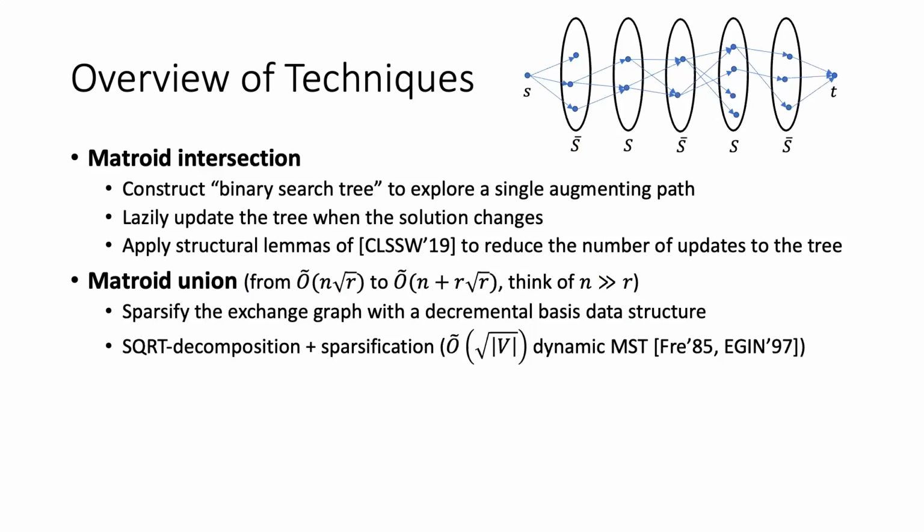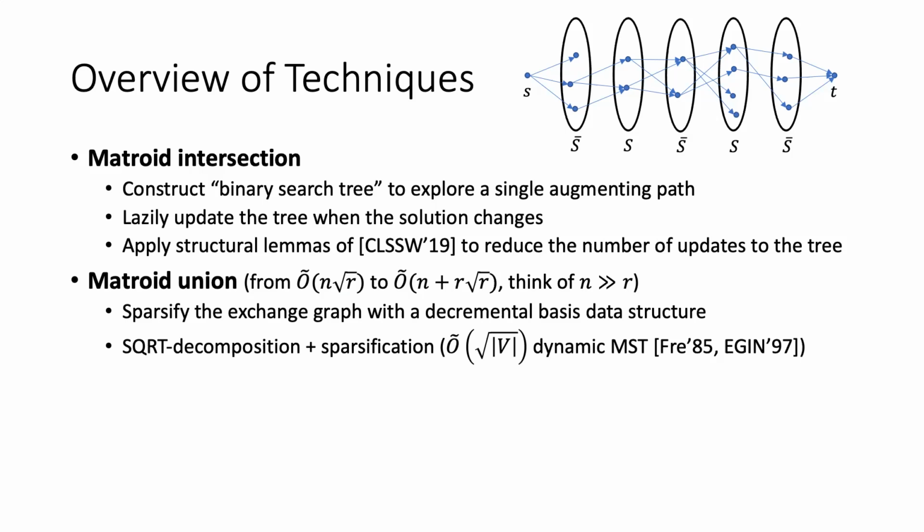And for matroid union, since the focus is on improving the n root r running time to n plus r root r, you can think of n to be much larger than r in this case. And what we notice is that if we just solve matroid union using the matroid intersection algorithm, then the first layer of the exchange graph will always be much larger than the rest of the graph. So the first layer will contain roughly n elements, while the rest of the graph contains only r elements. And also, to find a single augmenting path, it suffices to only consider a basis of the first matroid instead of everything in it.